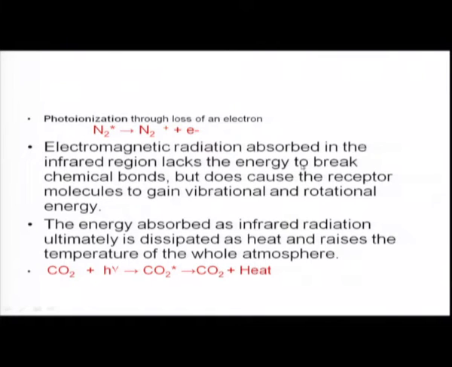Why is this happening? If you look at it, this IR light does not have sufficient energy to break the chemical bond, nor to gain vibrational and rotational energy. So, ultimately, the IR light absorbed by this molecule causes no chemical reaction, only conversion into heat. Light energy in the form of infrared radiation is converted into heat energy, and this type of reaction is responsible for what is called global warming or the greenhouse effect, which is mainly responsible for the consequent climate change. As carbon dioxide and other greenhouse gases like methane in the atmosphere go on increasing, they ultimately convert the infrared light into heat energy. That is the reason for global warming. This is also one part of the reactions taking place in the atmosphere through photochemical reactions.